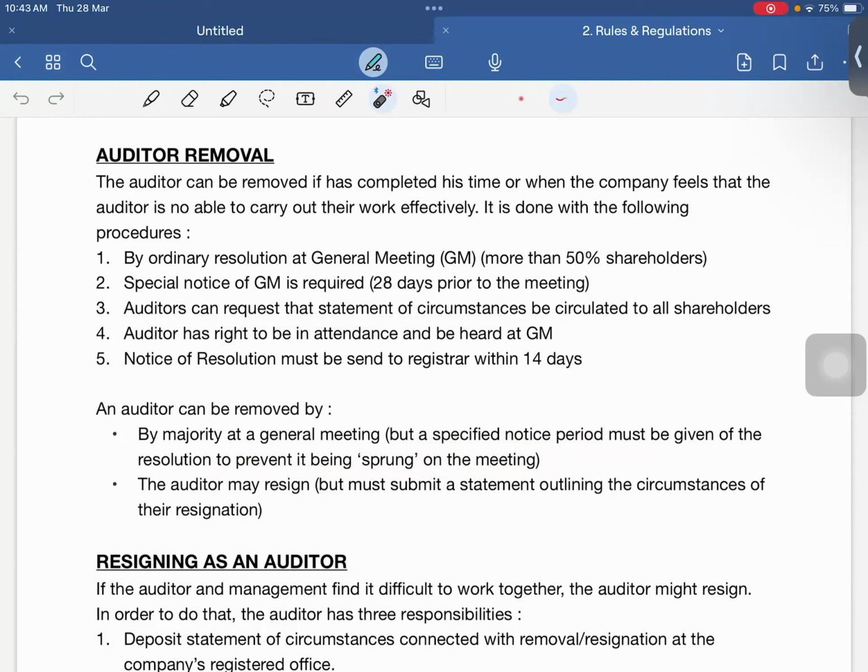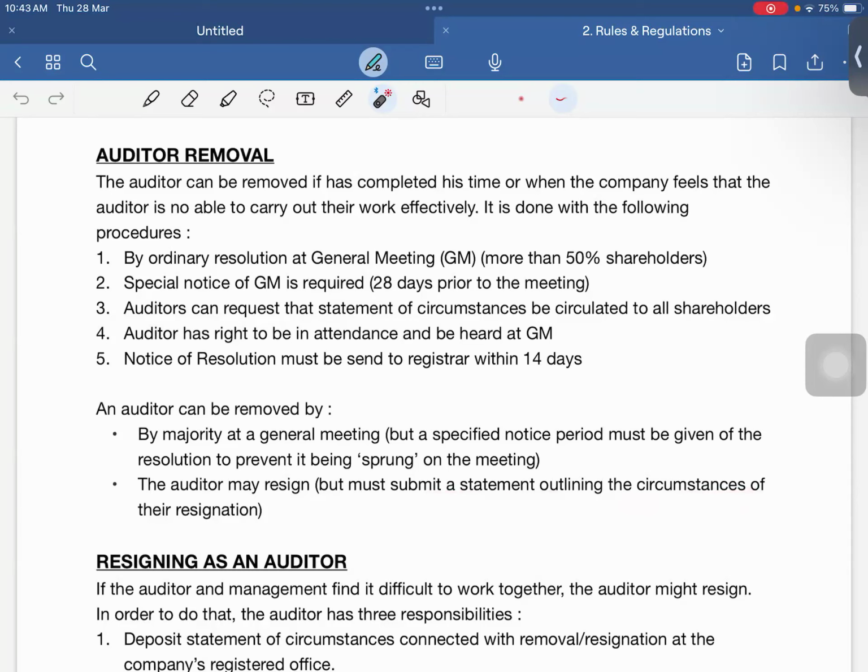Understood? Clear? Now, the second thing is the auditor can resign, after giving all of his point of view or after giving all of his explanation via the statement of circumstances. Understood?